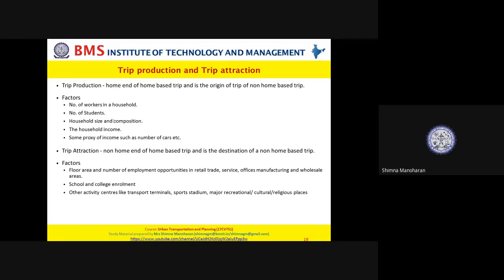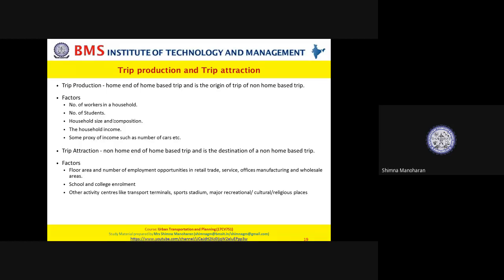Now, trip attraction is nothing but the non-home end of a home-based trip, right? If you are going from home to college, then college is the trip attraction. Now if you're going from college to gym, then the gym will be the attraction.